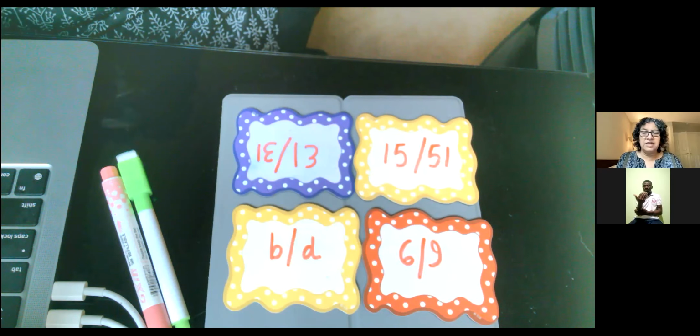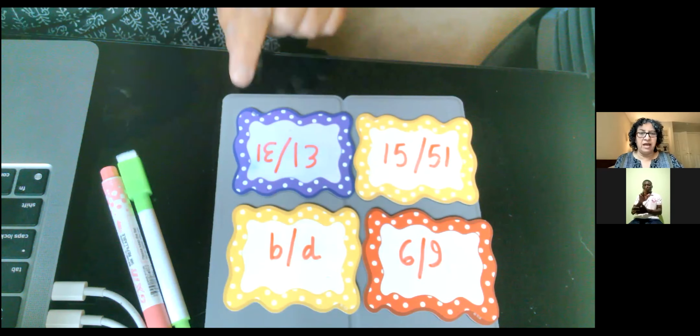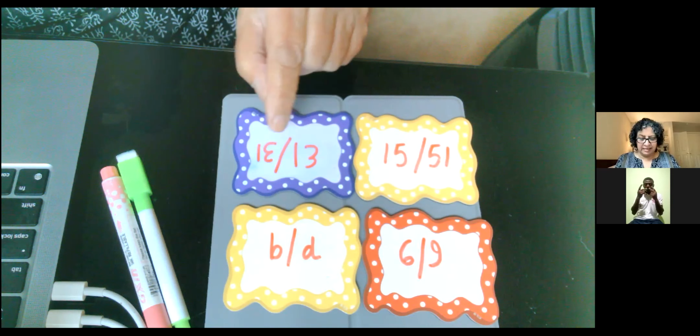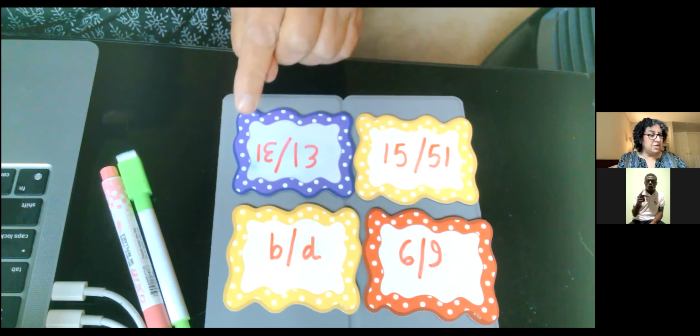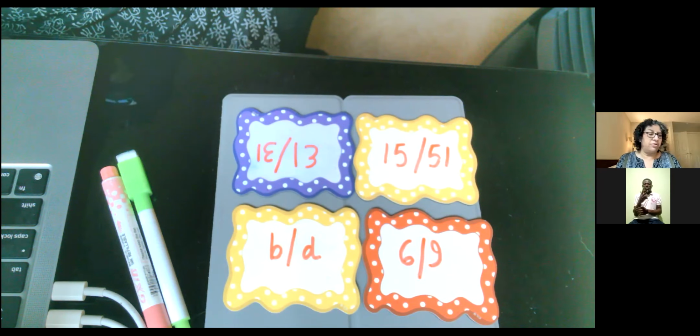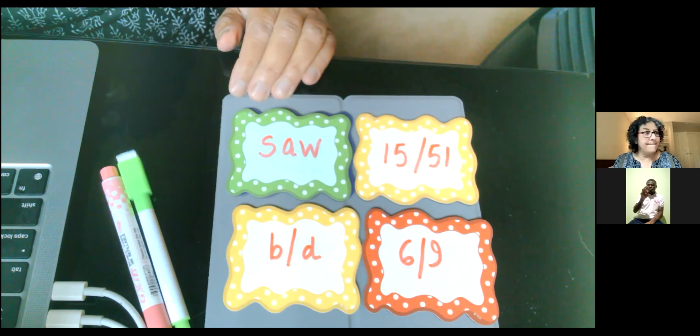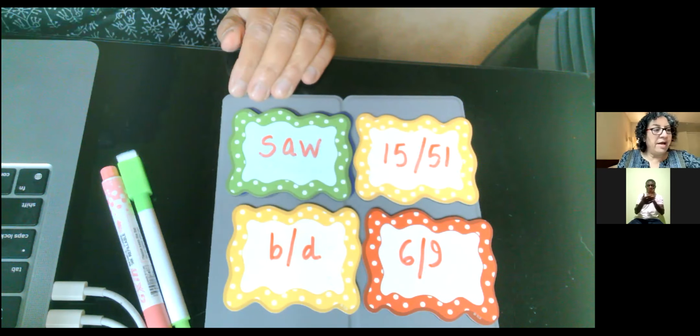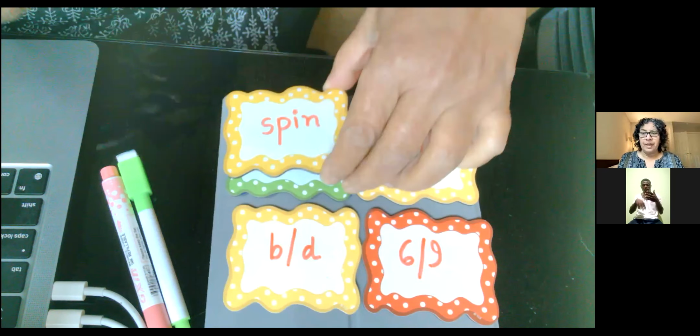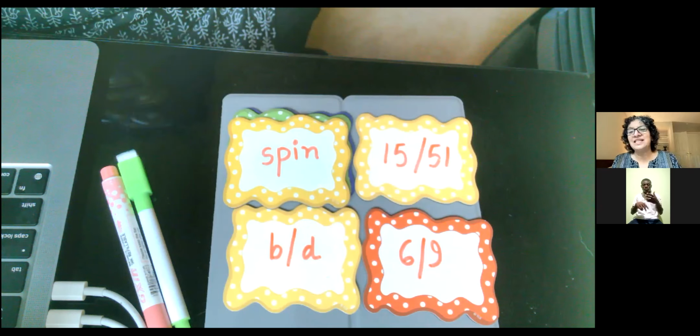13 can become 13. And can you see this part, that 13, the way it's written? The 3 is in the mirror image. If I ask some children to read this word saw, it might become was for them. And if I ask the child to read this word spin, it can become snip.